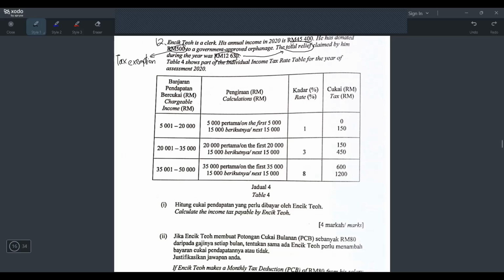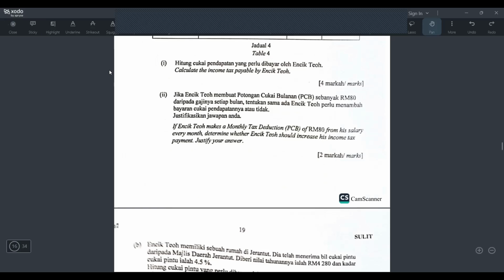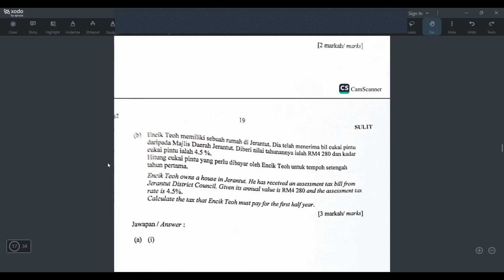The total relief. And then table 4 shows the part of individual income tax rate. So this is the jadwal to find income tax. So this jadwal will help you to find the cukai dasar and cukai baki. Cukai dasar is the base tax. Cukai baki is the balance. Okay, what about number 1? What it says? Calculate the income tax payable by Encik Teo. Hitung cukai pendapatan.